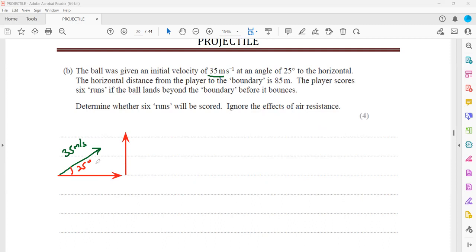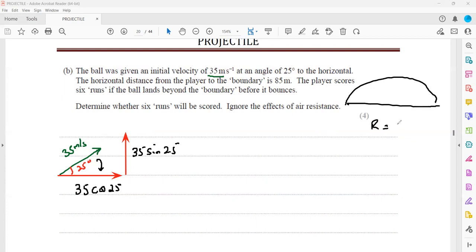The horizontal component is given with cosine, so this will be equal to 35 cosine 25. And the vertical component will be equal to 35 sine 25. If I need the range of the projectile, range is equal to the horizontal component, 35 cosine 25, into the total time of the flight, how much time it will take to fly, going up and then coming down.